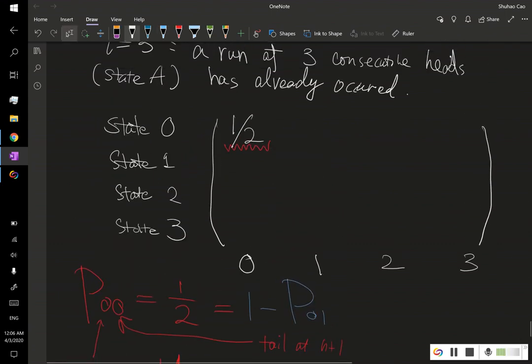All right. So now let's fill in this matrix. So 1 half. And now let's consider this entry. This is from state 0 to state 2, okay?